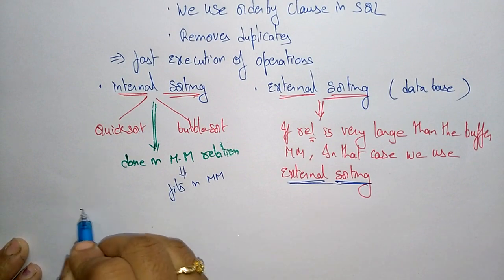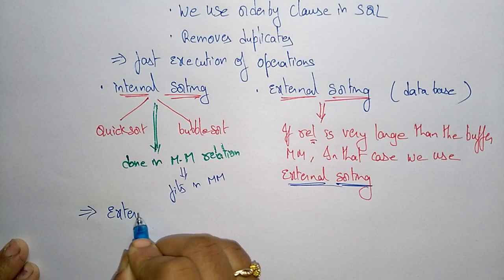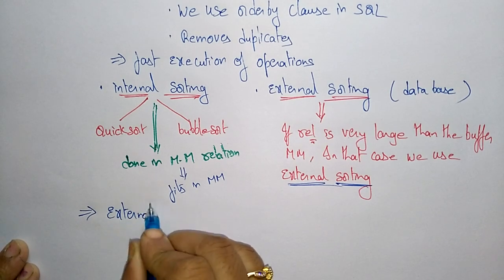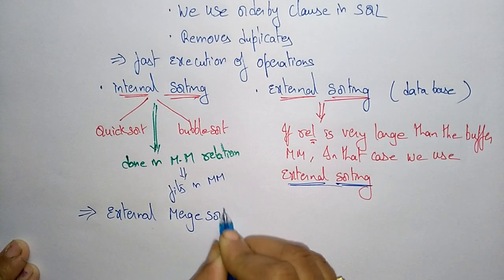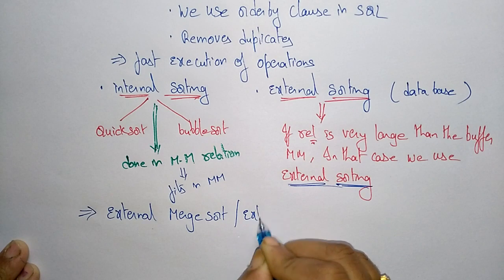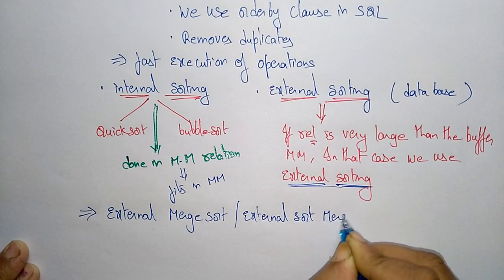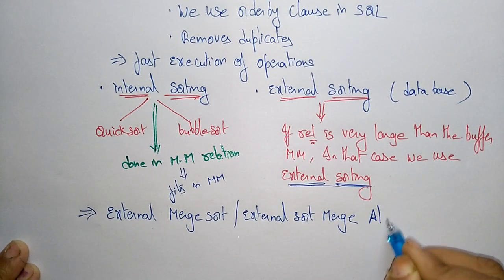Now coming to external sorting. For external sorting the database mainly uses one type of sorting algorithm, that is external merge sort or external sort merge. Both are the same. Okay, external merge sort or external sort merge algorithm.